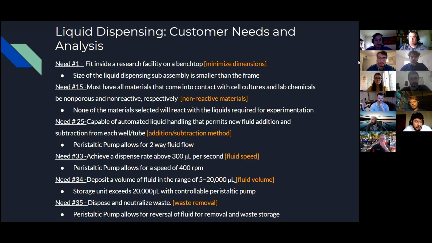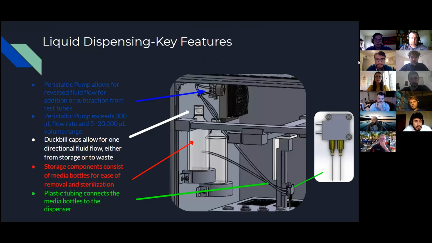Additionally, the fluid needs to be dispersed at a certain rate and a certain amount, and the peristaltic pump allows for this to be sped up, slowed down, and also controlled. The key features of our liquid dispensing mechanism are that the peristaltic pump allows for two-way flow for addition and subtraction. The peristaltic pump also allows for the flow rate to be met and the exact volume.